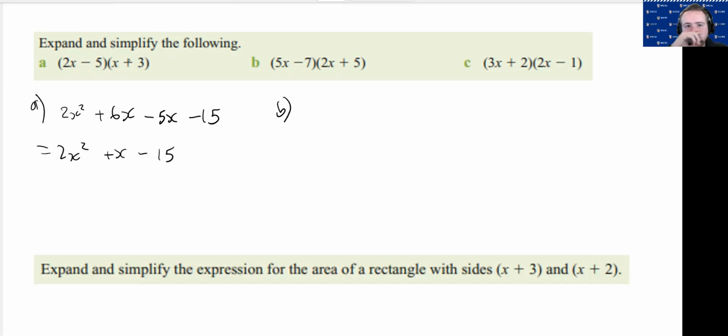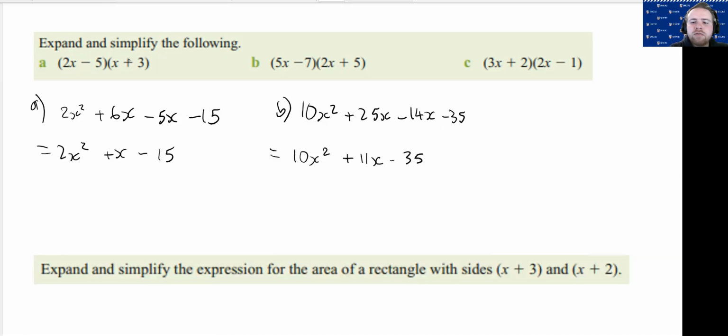Okay, positive 5x times 2x is going to be 10x squared. 5x times 5 is going to be 25x. Minus 7 times 2x is going to be minus 14x. And then minus 7 times positive 5 is minus 35. So then we collect our like terms: 10x squared plus 11x minus 35.